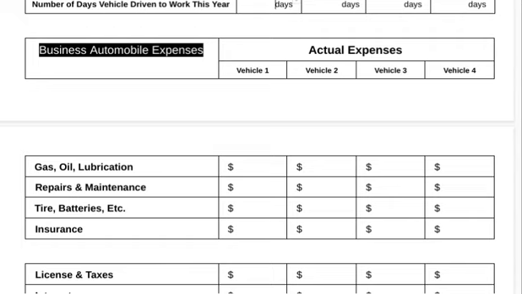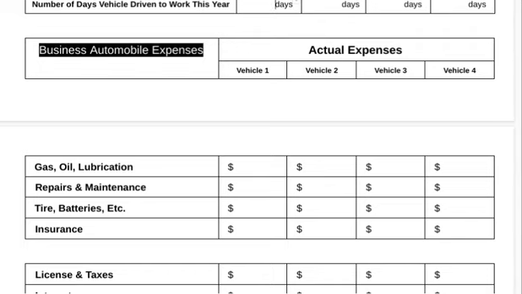It's usually after 3,000 miles. So sometimes, pretty sure with drivers, you get about maybe three oil changes a year. So you can put that there. Repairs and maintenance, anything that had to do with each vehicle, put the total amount.